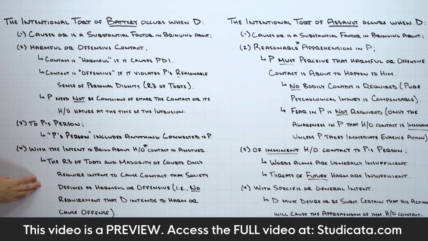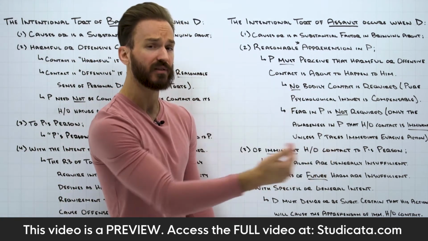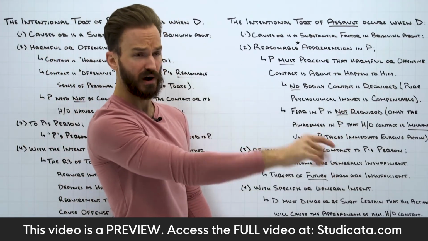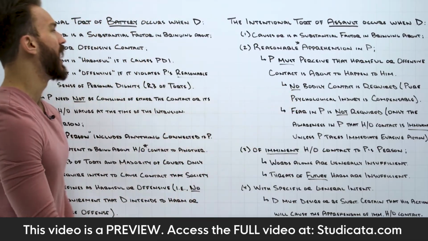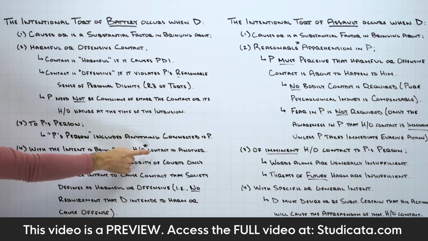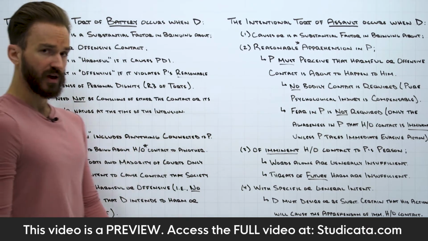So in that fact pattern, we would say, okay, because society doesn't define that intended contact as harmful or offensive, then this defendant, that Good Samaritan tapping the shoulder, is not liable for battery because he didn't have the intent to bring about contact that society defines as harmful or offensive.